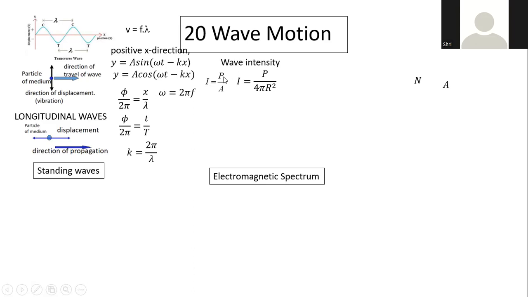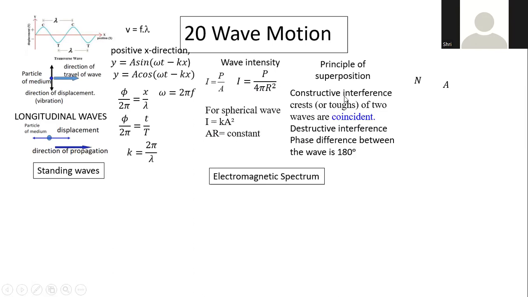And then intensity is power over area. The area is the surface area, 4 pi r squared. Intensity is proportional to amplitude squared. If you combine these two equations, you get A r equals a constant. And the principle of superposition: what is the principle of superposition? Remember that. Then know what constructive interference and destructive interference are. Sometimes they will give you the equation, but sometimes you have to remember it.